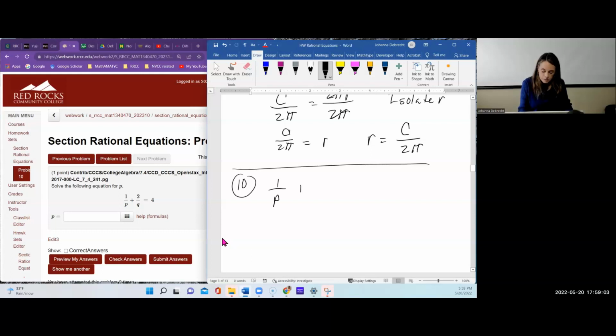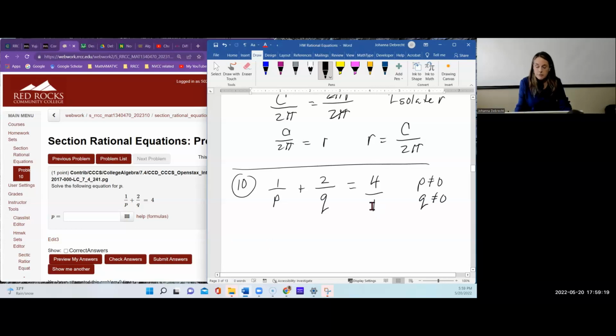When I have 1 over P, the denominator is P, and 2 over Q, the denominator is Q. And for the 4, I can write it as 4 over 1. This means, of course, that P cannot equal 0 and Q cannot equal 0. It's okay to have 1 in the denominator. Because I have 3 fractions, 1, 2, 3, I have 3 terms here separated by the plus sign and the equal sign. That means I cannot use cross multiplication. So instead, I'm going to find the LCD.